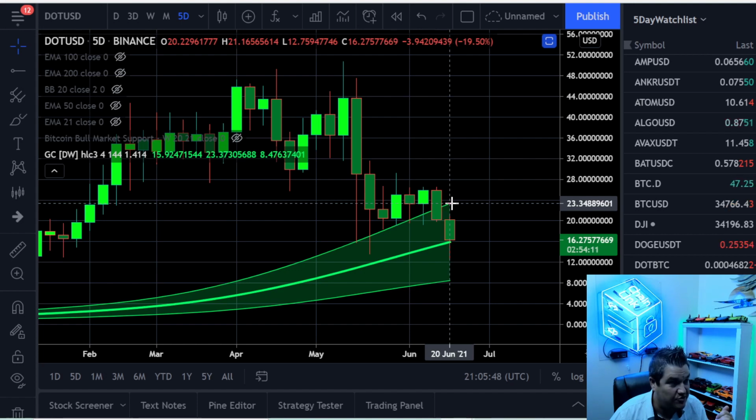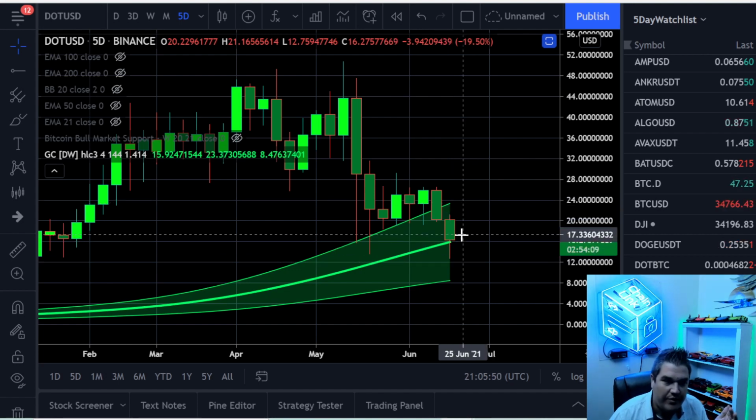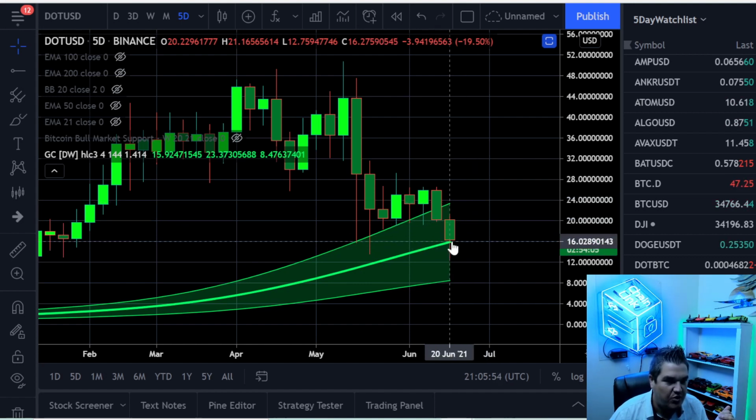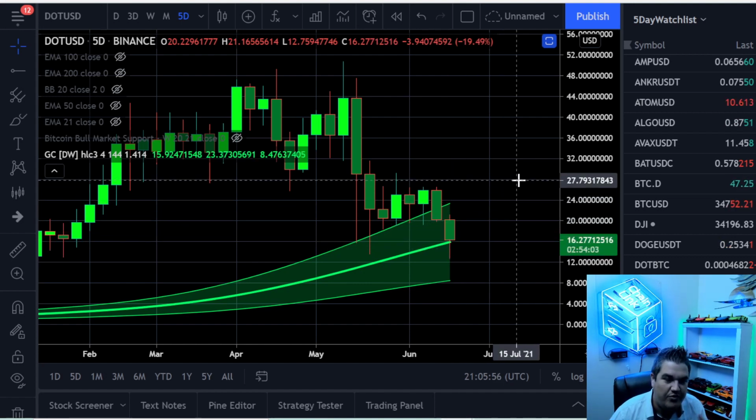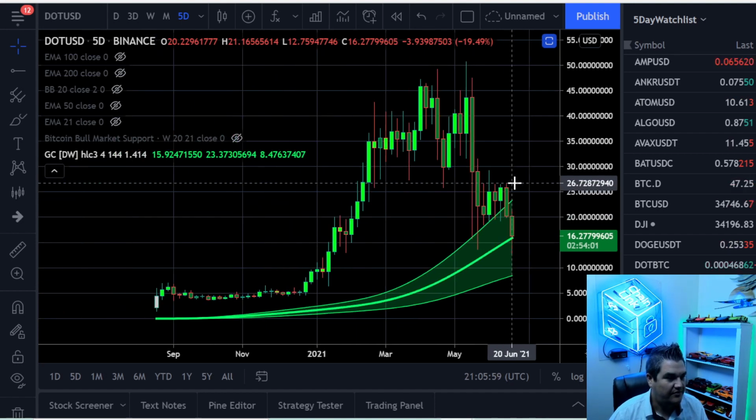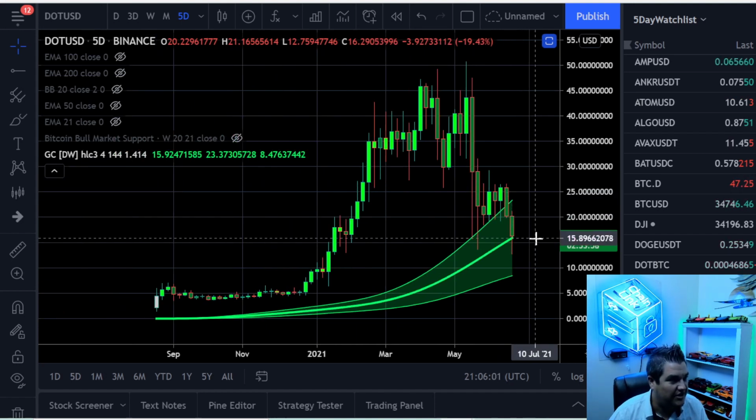Currently, the top line is at 23.30. Doesn't mean we're going to go back up the next 5 days and test that, but maybe gradually we hold this until we can get a more sustainable move going into the summer. So that is DOT on the Gaussian channel.